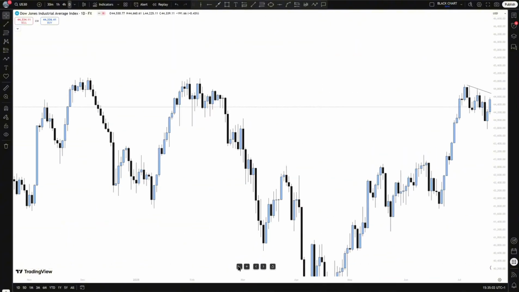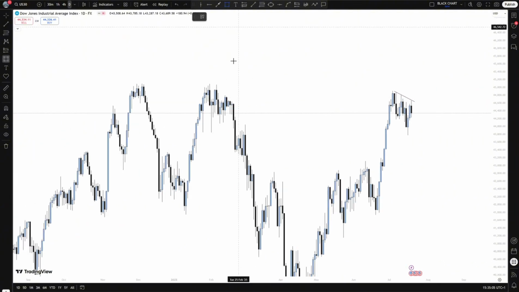So what do we do right now? The next thing is to start by plotting our key levels on here. If you can see, we have a resistance zone here.